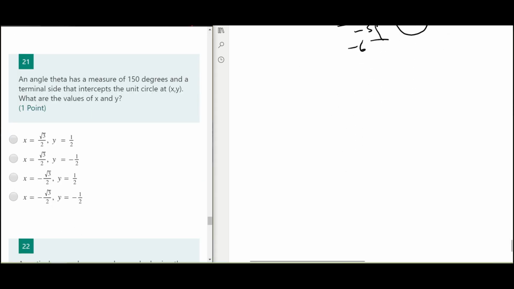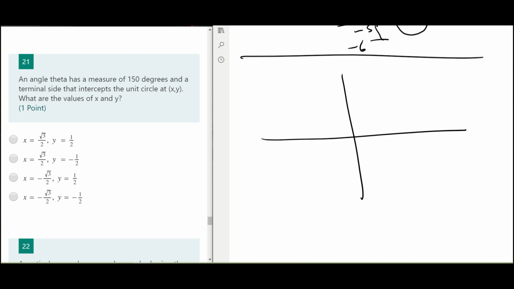All right, an angle theta has a measure of 150 degrees and a terminal side xy. What are the values of xy? So this is on a unit circle. So we have a unit circle. That's not a very good graph, so let's try it again.